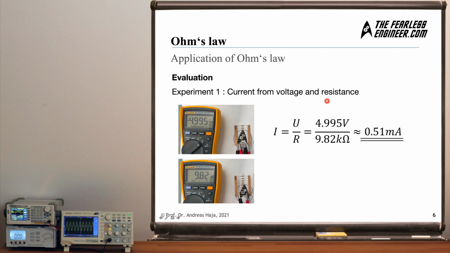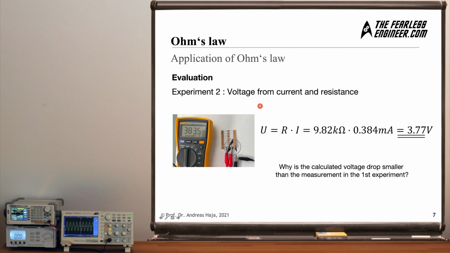Now let's look at the results of our small experiment here. First, we have computed the current I from our measurements of voltage and resistance. We have used a 10 kilo ohm resistor, measured it, and arrived at a reading of 9.82 kilo ohms, which is close but not exactly at 10 kilo ohms. We have also measured the voltage drop after connecting a power source to the resistor, which was at 4.995 volts. And this leaves us at a current of 0.51 milliamps running through the resistor from the power source.